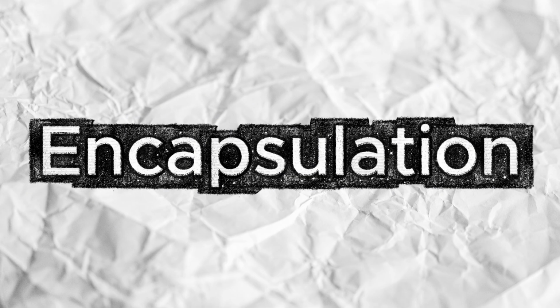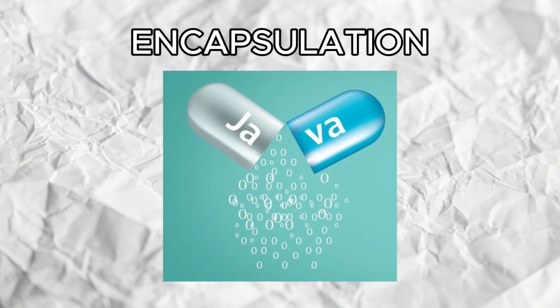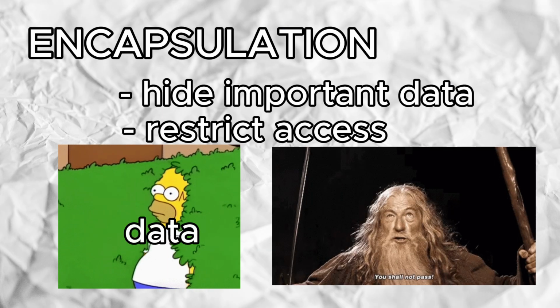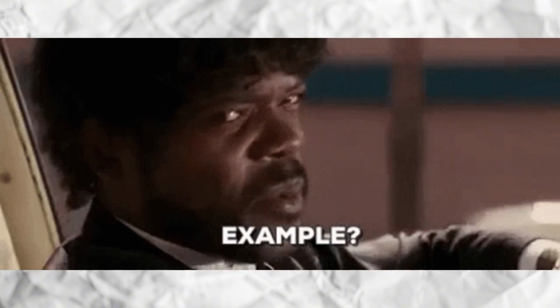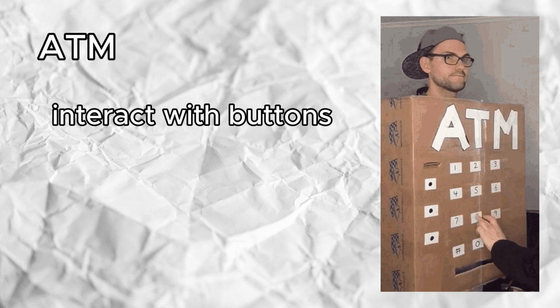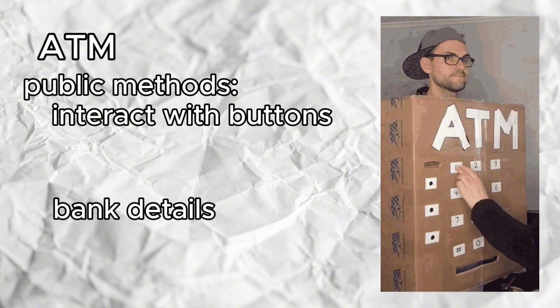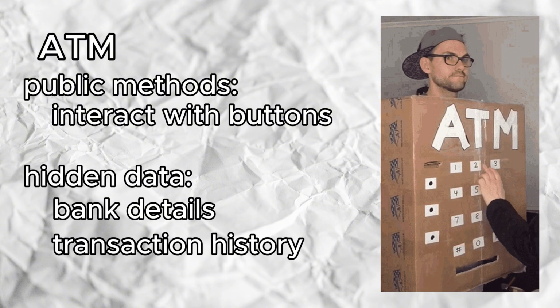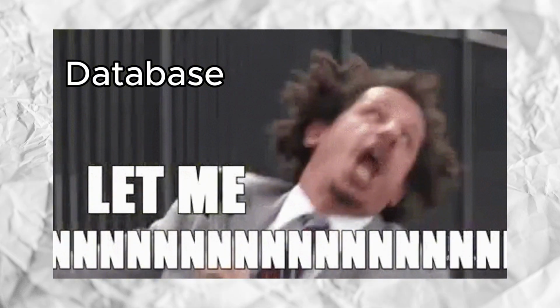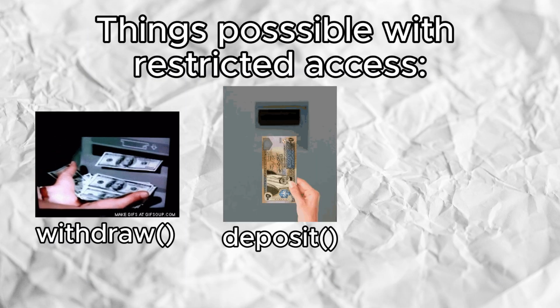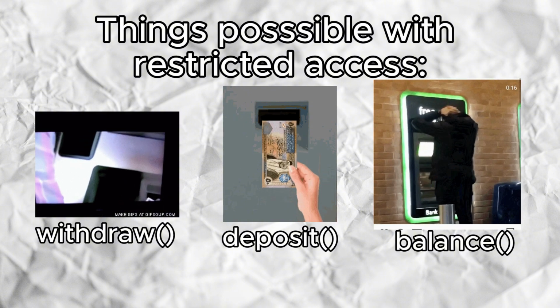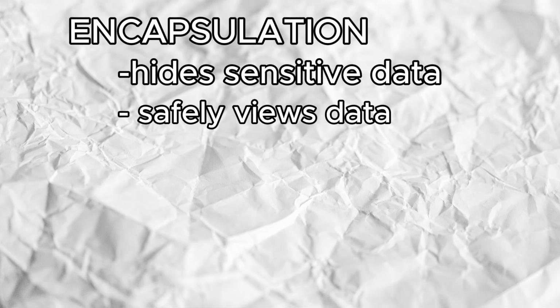Next is encapsulation. Imagine your work is being accessed and modified without your permission. That's where encapsulation enters the chat. Encapsulation is the ability of the object to hide the data and restrict direct access to the said data. For example, in an ATM, you interact with buttons and screen options. These are the public methods, while the bank details and transaction history are the hidden data. You cannot directly access your account's database. You can only withdraw, deposit, or check balance through the ATM's interface. Encapsulation in real life is like hiding complex details inside and only exposing what's necessary to use.